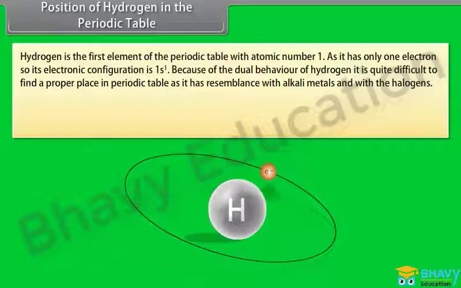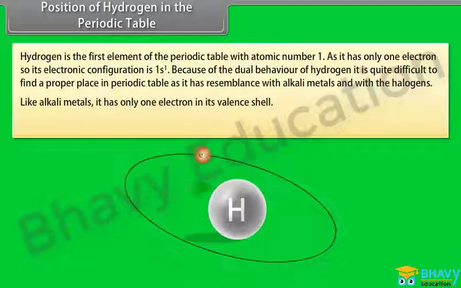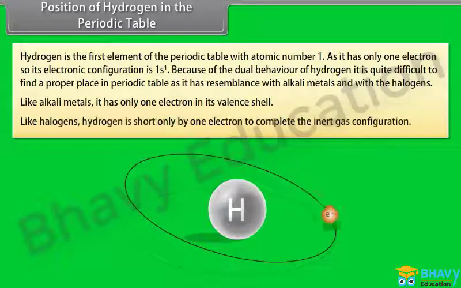Because of the dual behavior of hydrogen, it is quite difficult to find a proper place in the periodic table, as it has resemblance with alkali metals and with the halogens. Like alkali metals, it has only one electron in its valence shell. Like halogens, hydrogen is short by only one electron to complete the inert gas configuration.